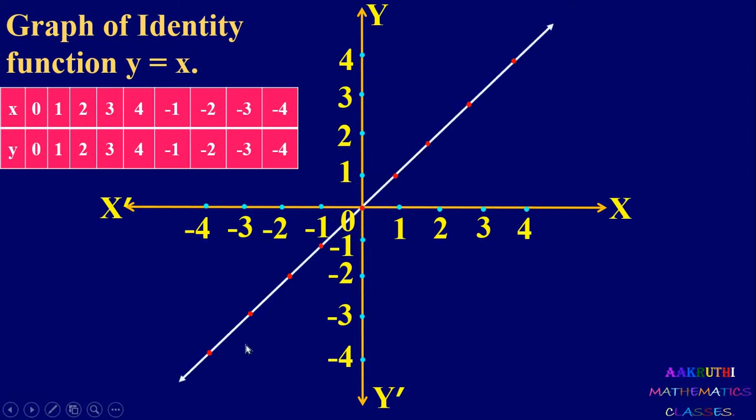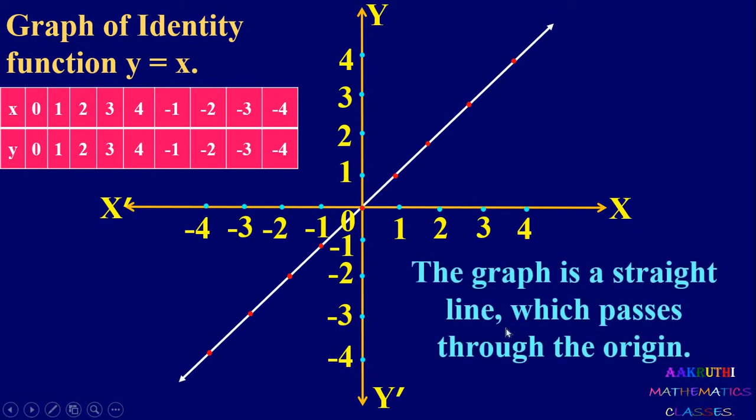Joining all these points, we get a line like this. This is graph of identity function, and this graph is a straight line which passes through the origin. The graph of identity function is a straight line which passes through the origin. So graph will be like this. So this is graph of identity function.